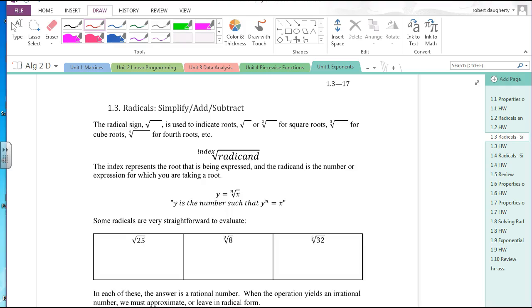Okay, so 1.3, we're going to spend 1.3 and 1.4 talking about radicals and simplifying. Today we're talking about simplifying them when we add and subtract them, and then we'll be multiplying and dividing when we get to the next one on Monday.